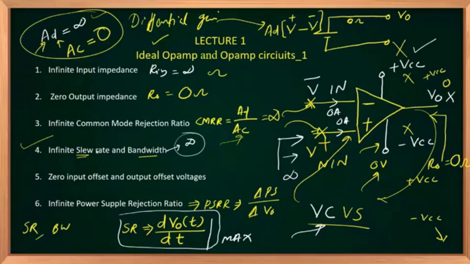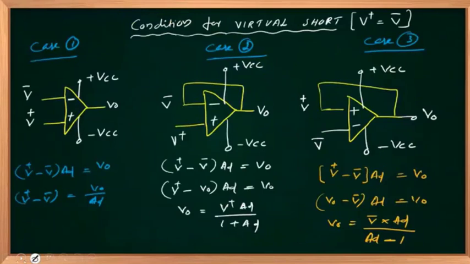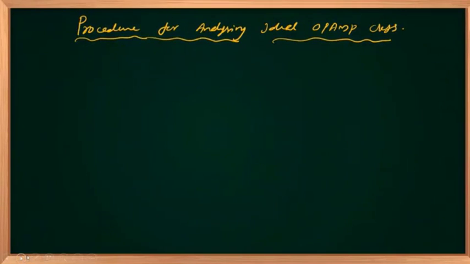Then the fifth point may not be familiar to you: zero input offset and output offset voltages. So to understand that, we should understand what are input offset and output offset voltages. That is also quite simple. Input offset voltage implies, if you want to make your V out equal to 0, ideally you can short the input terminals. You are expecting a 0 at the output side.